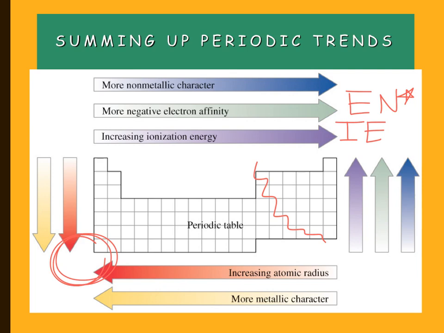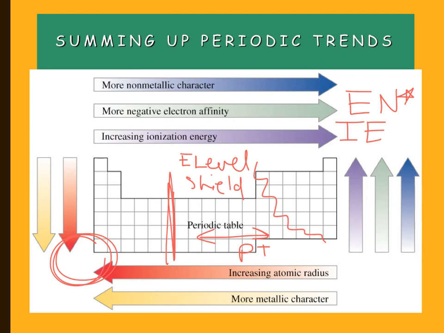Now let's talk reasons. As you go up and down, the reason is always that you have greater energy levels and that you have shielding. As you go from side to side, it's all about the protons. So as you go down, you're having more energy levels and more interference from core electrons. So it's going to make the atom bigger, but it's going to make it easier to steal the electrons or lose them in terms of electronegativity or ionization energy.